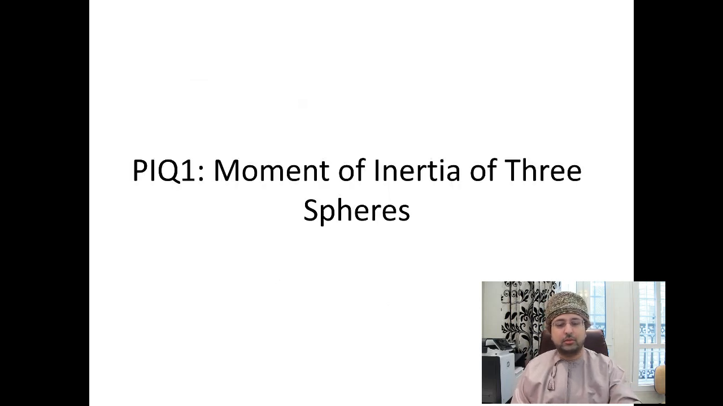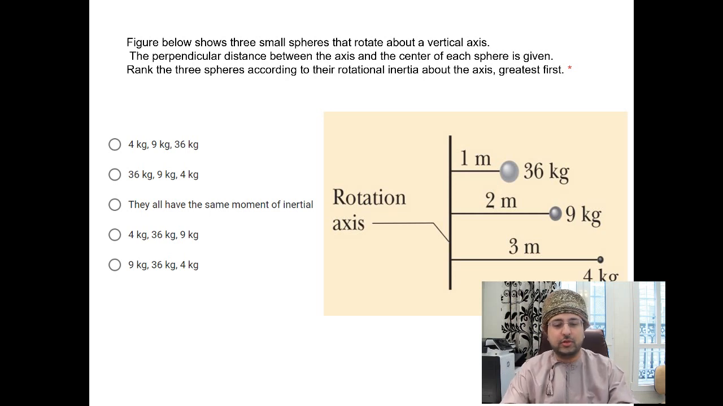Let's look at a PIQ. What is the moment of inertia of three spheres? We have three small spheres rotating about a vertical axis. It gives us the perpendicular distance, and it wants us to rank the three spheres according to their rotational inertia, biggest to smallest. Take your time, pause the video, try to do the calculation.